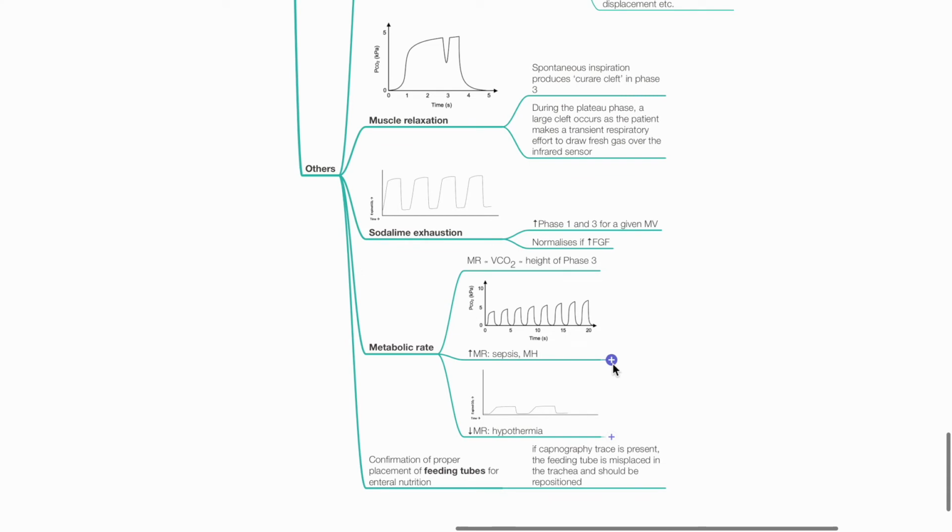Increased metabolic rate results in increased EtCO2 and height of phase 3. Increased metabolic rate may be seen in sepsis or malignant hyperthermia. Reduced metabolic rate may be seen in hypothermia.